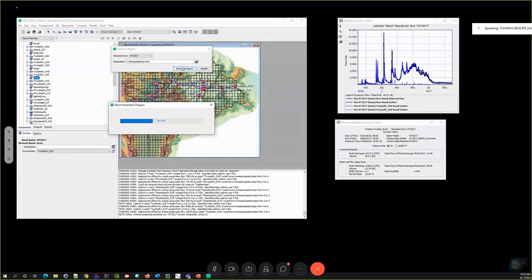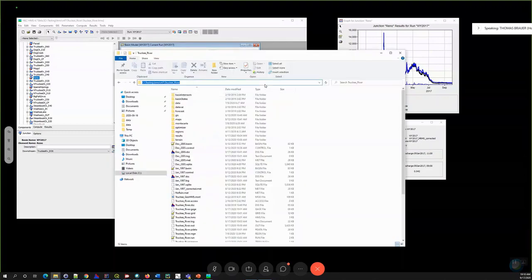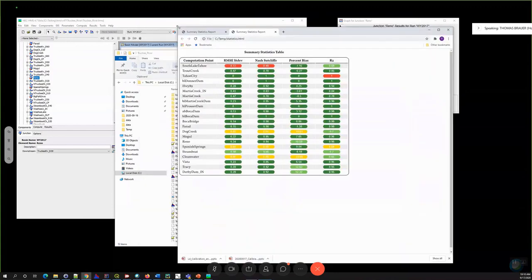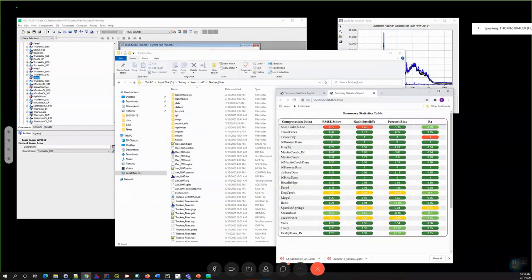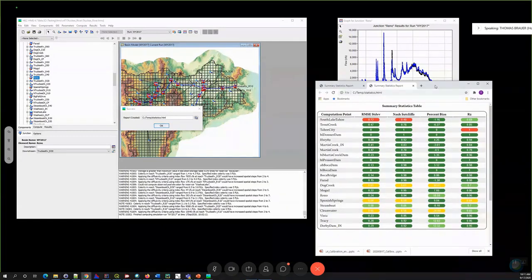What this is going to do is loop over all my calibration locations that have observed flow, and run statistics on all of them. So what I should get is a nice report that looks like this. For each calibration location, I have the computation point, and then I have my statistics, all of the ones that we went over. That's nice. It's something we often do as part of the reporting process, so this just streamlines that.